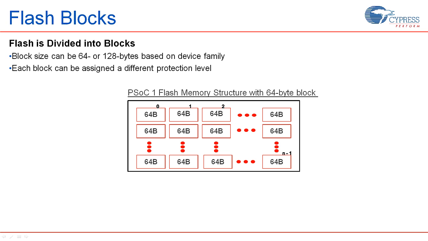To provide a fine control over the flash protection, PSoC flash is divided into sections called blocks. Each block contains 64 bytes or 128 bytes based on the device family. Each of these flash blocks can be assigned a different flash protection mode. This feature is useful when only a small portion of flash needs to be upgraded. Another example can be a bootloader based application. The bootloader area can be assigned full protection, while the upgradable area can be assigned upgrade mode protection level.